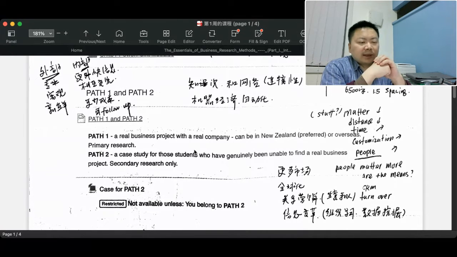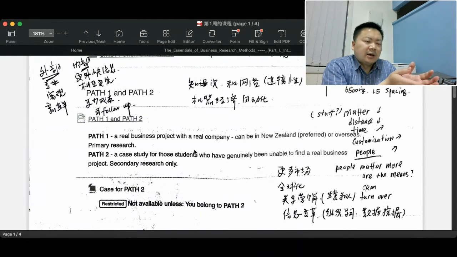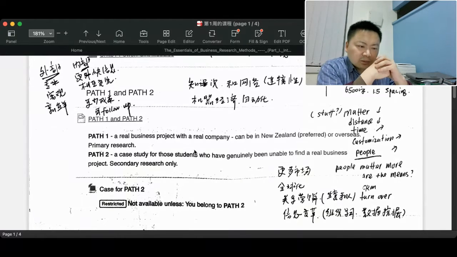Customization is more complicated. I think that makes sense, because people's time is more precious, and spending more time to customize something for you will be more valuable. People matter more. Maybe he referred to labor cost. People matter more.